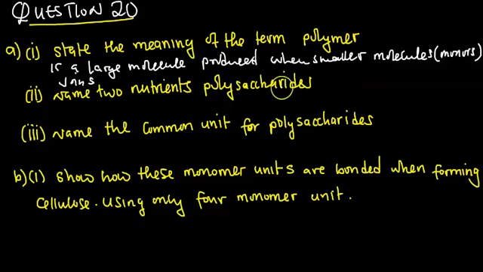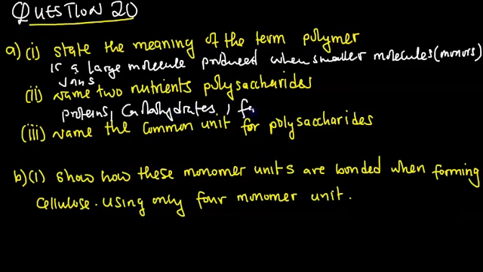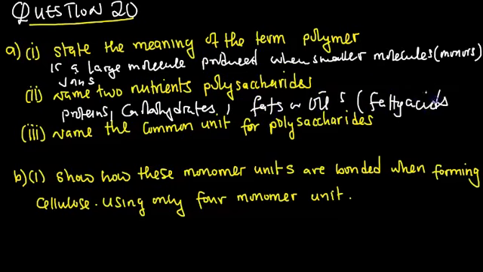Name two nutrient polymers. So nutrient polymers, we have proteins, we have carbohydrates. These are nutrient polymers, and we can add fats or oils. Of course, these contain fatty acids and glycerol.